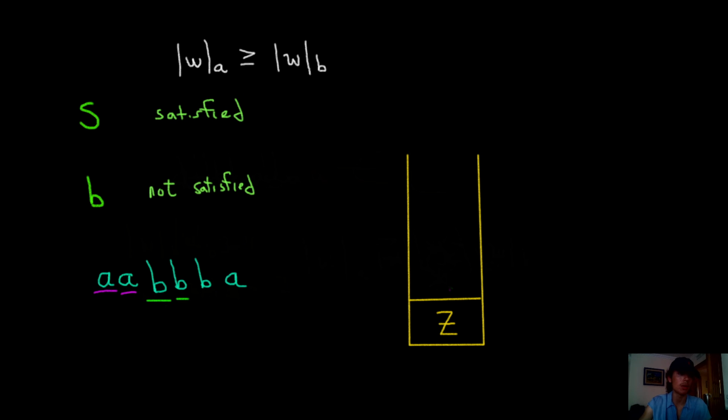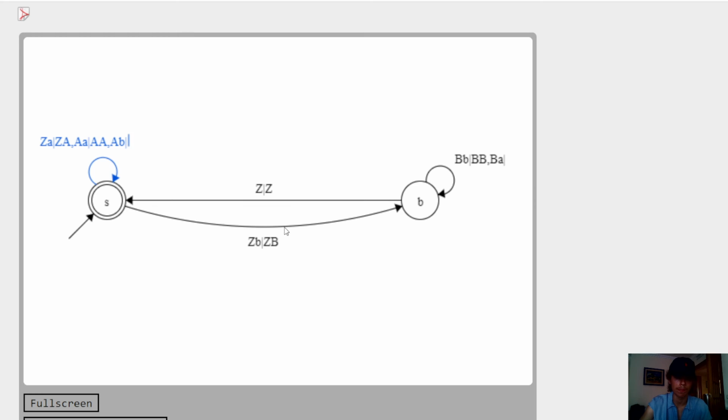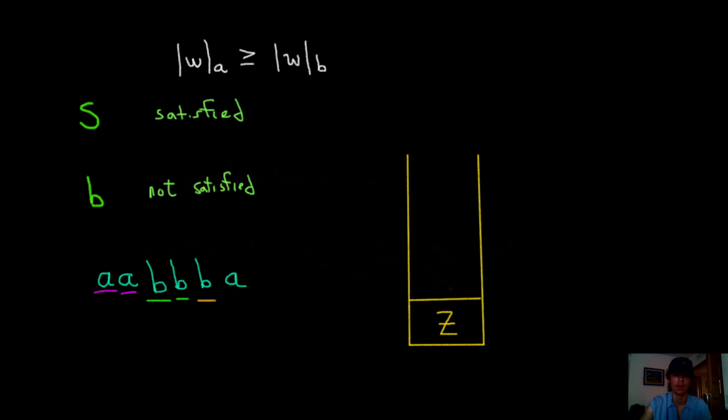Now what happens? Well, now we read the b. But do I have the a as the top of the stack? No, I have the z as the top of the stack. So the transition that we are considering is this one. Since I have z as the top of the stack and I read the b, I have to push the b. So we push a new b in here.